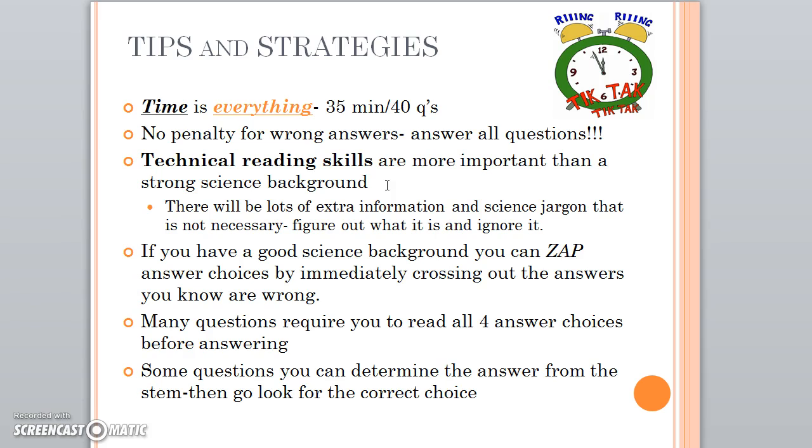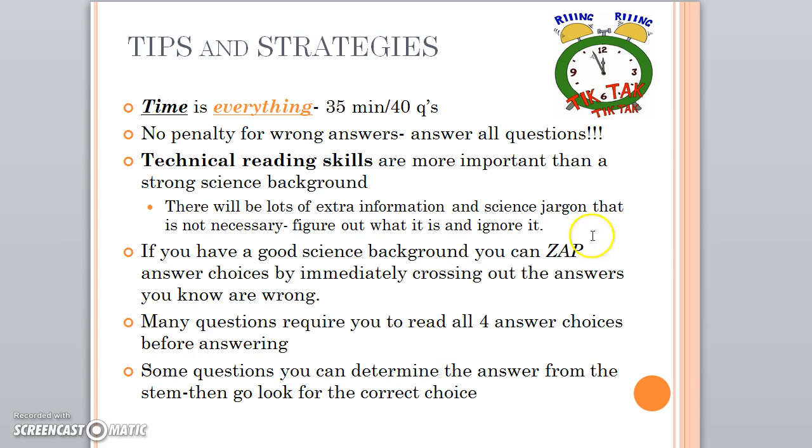So let's say in English you may have to do that. You may be reading your social studies book. That is somewhat technical, so the more reading you do in non-fiction, the more you will increase your technical reading skills. One thing you'll notice on the test, they'll put lots of extra information and science jargon for you to wade through to get to your answer. If you read it and you think it doesn't pertain, don't worry about it.